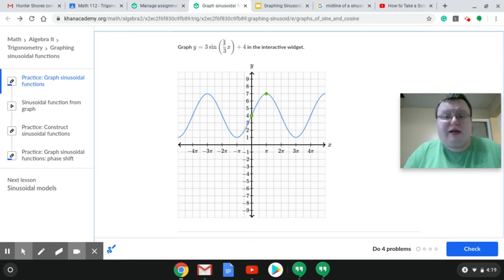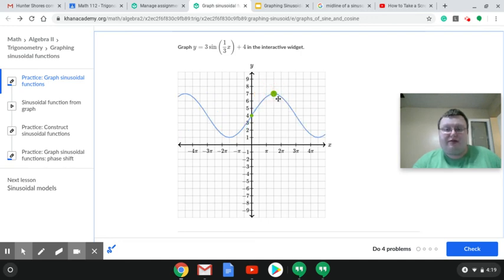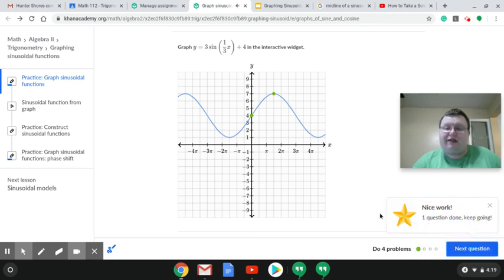And then my period will be 2 pi divided by 1/3, which, stay, change, flip, you get 6 pi. So 6 pi, and this first point right here should be a fourth of that distance. When I divide 6 pi by 4, I get 3/2 pi, which is 1.5 pi. So that should be where the point goes. Check my answer. I've got the right answer.